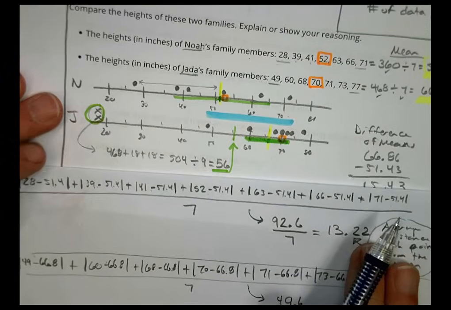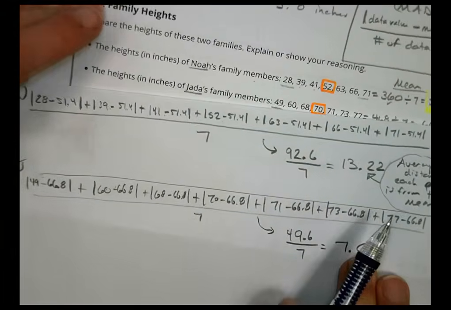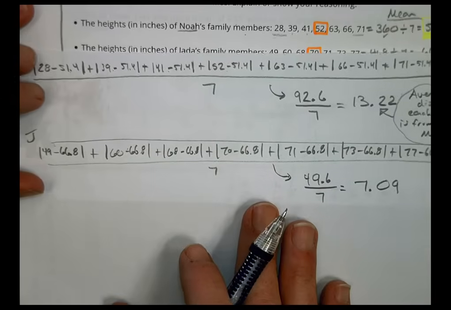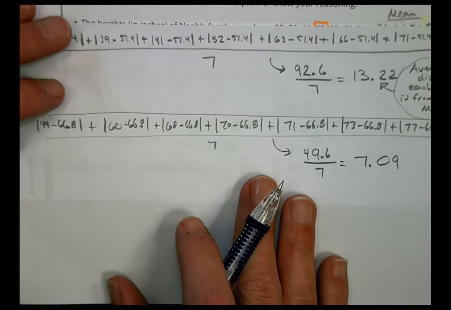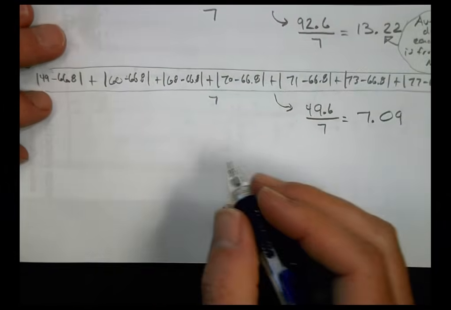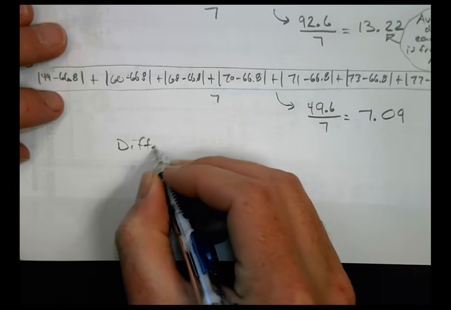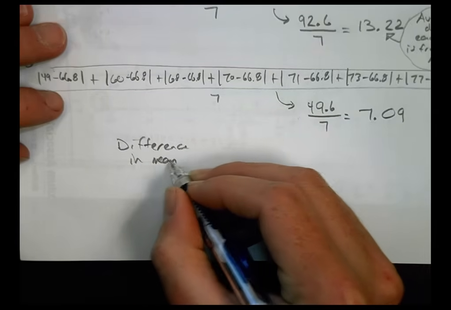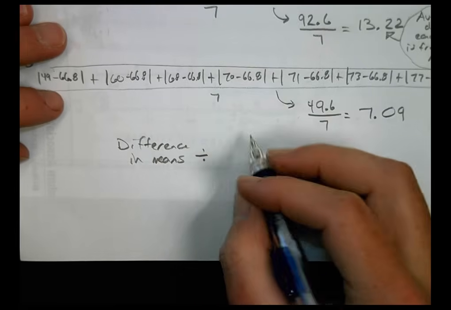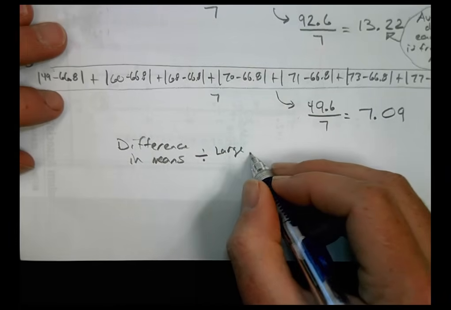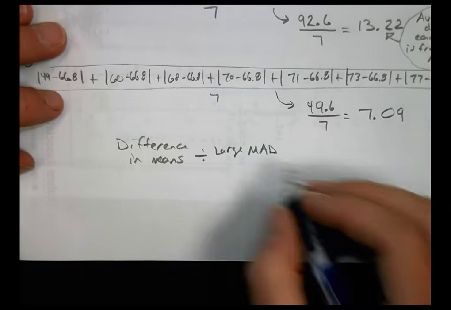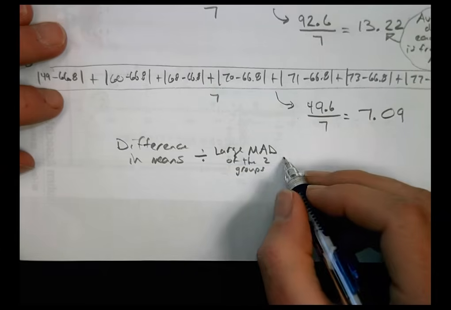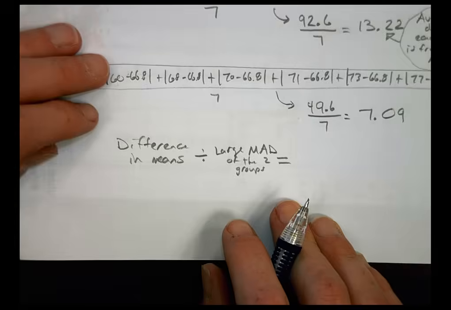Okay, so now that's the mean absolute deviation for each one of these data sets. But what I really want to find is the overall mean absolute deviation. To do that, I take the difference in means and divide it by the larger mean absolute deviation of the two groups, or if there's more than one group, it's fine too. And that's going to give me my overall mean absolute deviation.